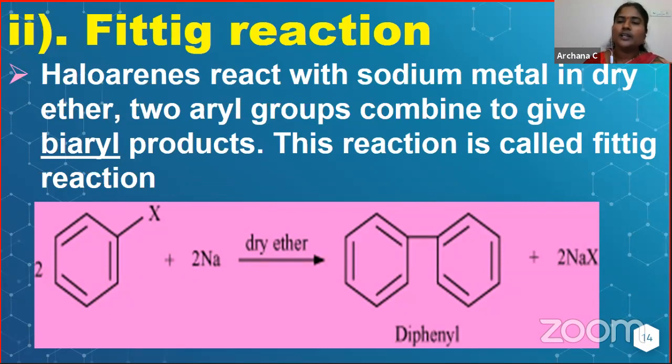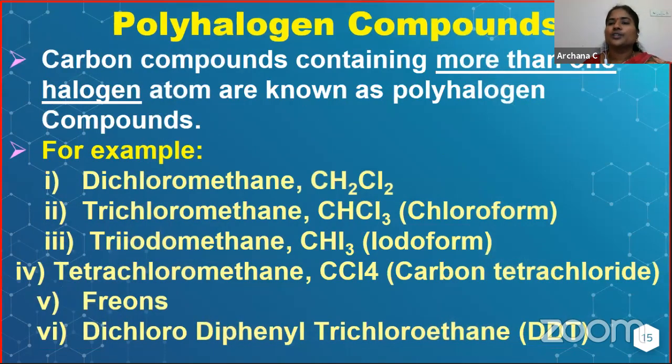Next, we can move on to polyhalogen compounds. What is meant by polyhalogen compounds? Carbon compounds which contain more than one halogen atom, we call them polyhalogen compounds. Examples are dichloromethane, trichloromethane, triiodomethane, tetrachloromethane, Freons, DDT. All these come under polyhalogen compounds.